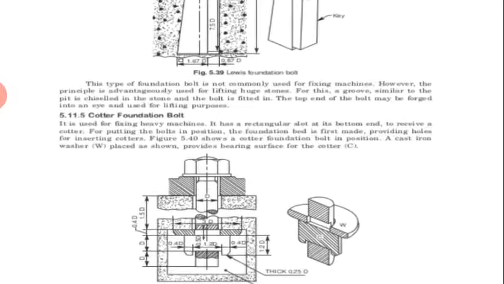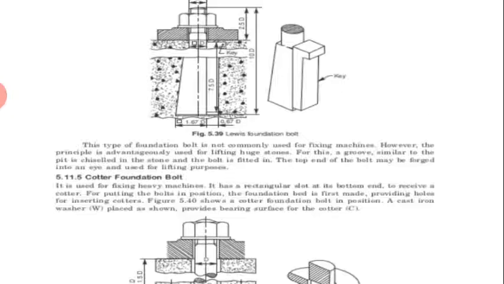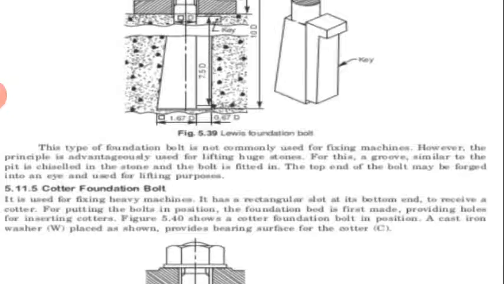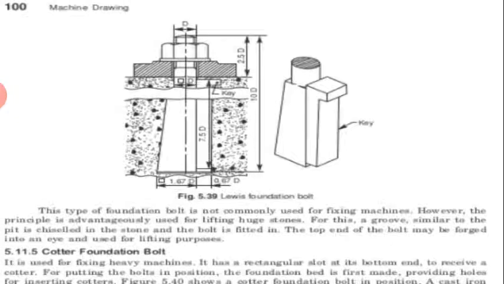That is the diagram of the Lewis bolt. Take diameter D equal to 10 mm. Calculate 25D, 250 mm; 10D, 100 mm; 1.67D, 0.67D and 7.5D.